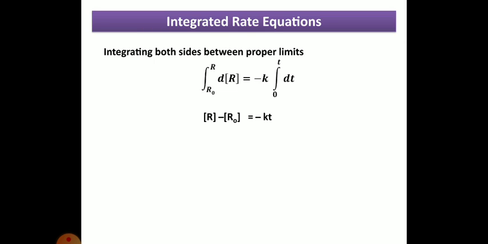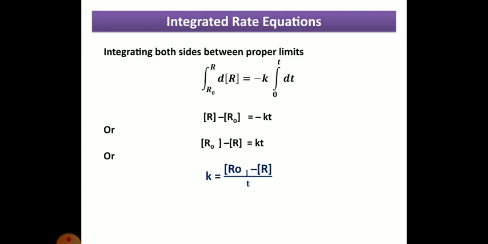So the concentration of R minus R0 will be equal to minus k into t. On integration, the differentiation of any term will get cancelled according to the integration rule, and we will get the term t here. So the final equation becomes: concentration of R minus concentration of R0 is equal to minus kt, or we can also write that equation by changing the minus sign on both sides.